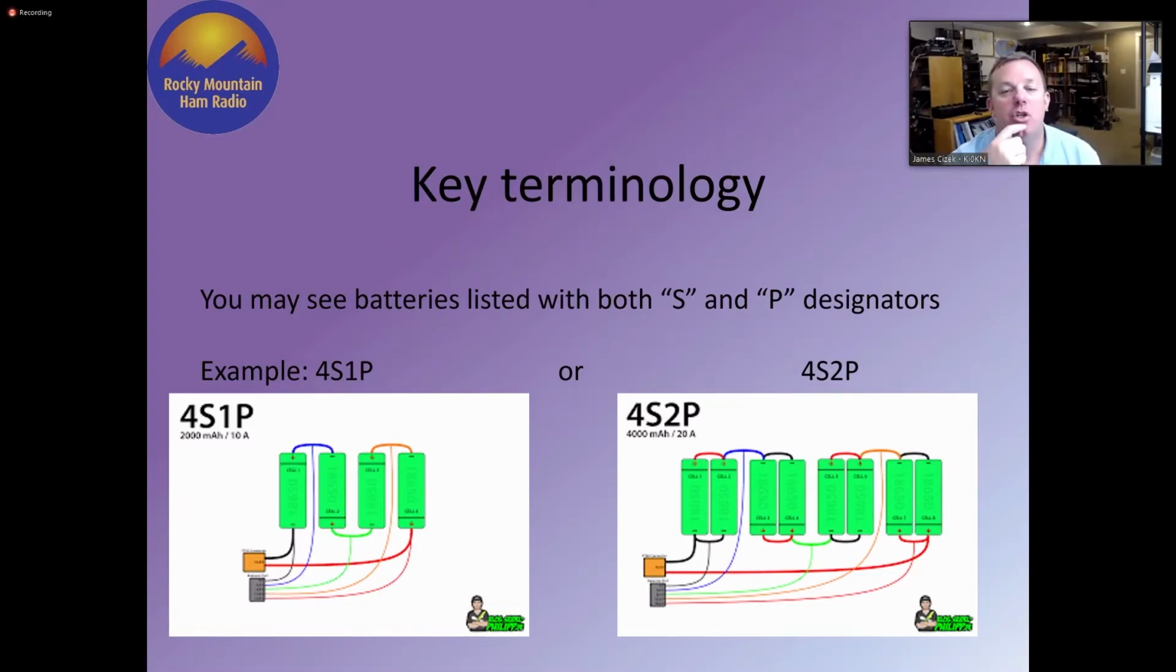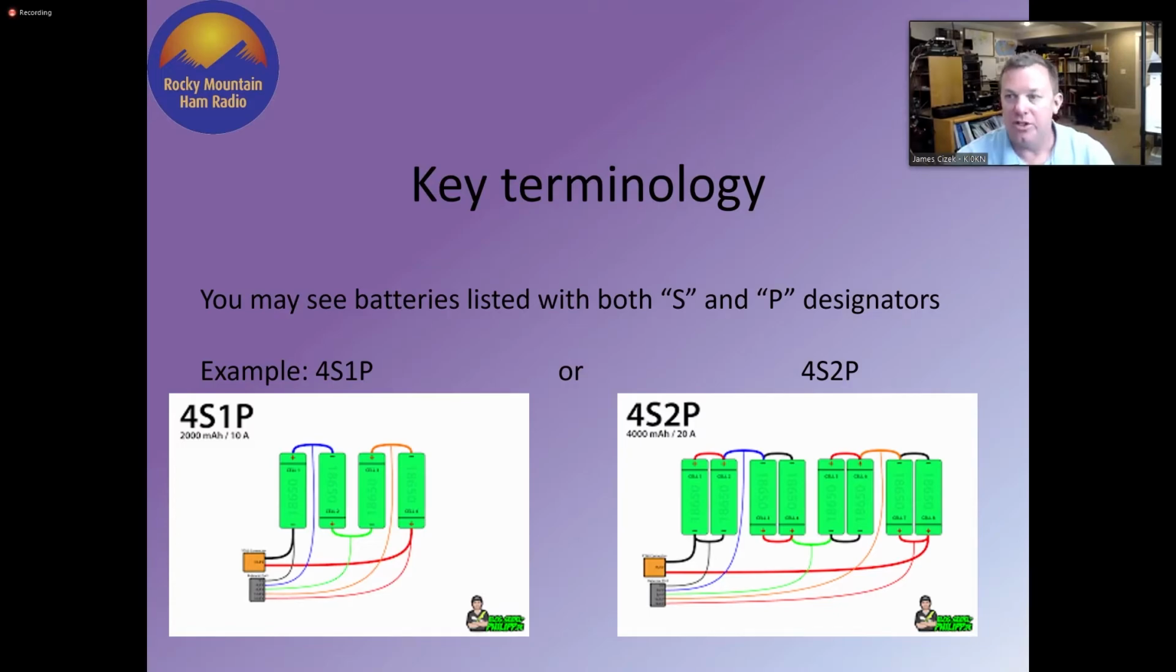A 4S2P means there are 4 cells in series with 2 parallel sets of cells. So a 4S1P is 4 cells, 1 parallel. It's 1 set. Nothing's really parallel there. But a 4S2P would have each pair of cells tied together, doubling our current capabilities of the battery. So you have a 10 amp battery on the left, a 20 amp battery on the right, at the same voltage.